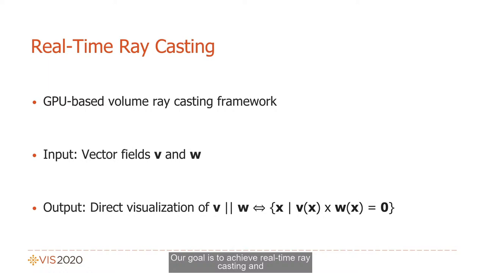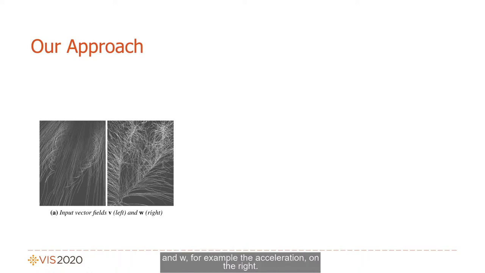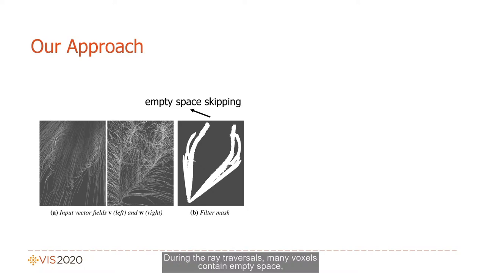Our goal is to achieve real-time raycasting, and we consider a general GPU-based volume raycasting framework that, given the two vector fields V and W, we want to output the direct visualization of where those two vector fields are parallel. Since we only consider 3D space, this can be seen as a root-finding problem. Visualized here, the two input vector fields V, the velocity on the left, and W, for example the acceleration on the right. During the ray traversals, many voxels contain empty space, so we first compute the filter mask that allows us to skip these unnecessary computations. The filter mask needs to be pre-computed, however that takes less than a second and only needs to be done once.